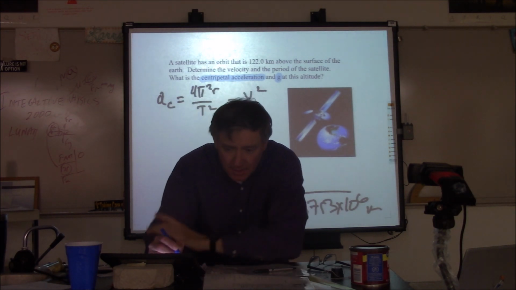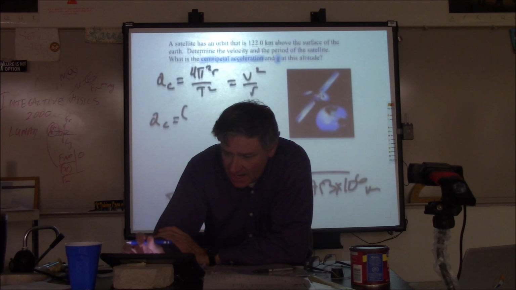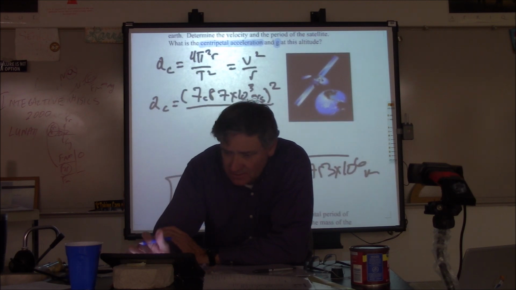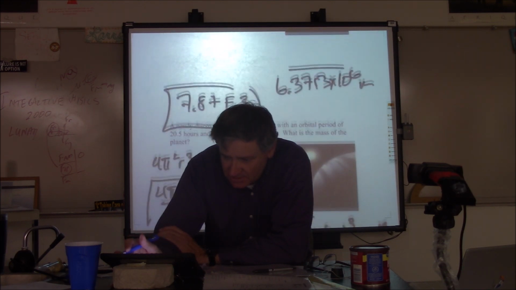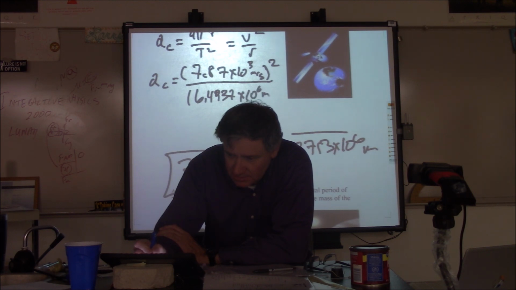So on that centripetal acceleration, what was the velocity? 7.87 times 10 to the third meters per second. Now, what did we end up as the radius? 6.4937 times 10 to the sixth meters.